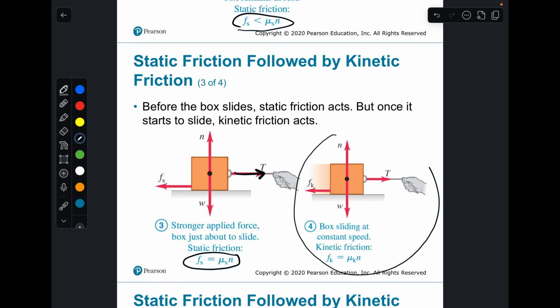Here in picture 4, we have pulled with enough tension to cause motion. And so now when we draw the free body diagram, we're going to have the force of kinetic friction pointing to the left, which has a constant value equal to the kinetic friction coefficient times the normal force.